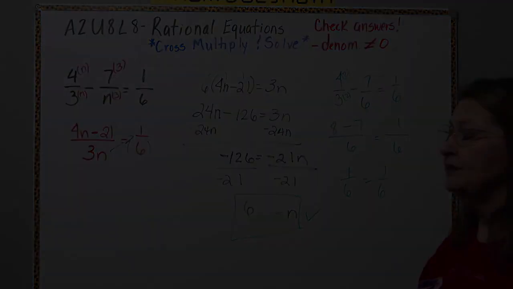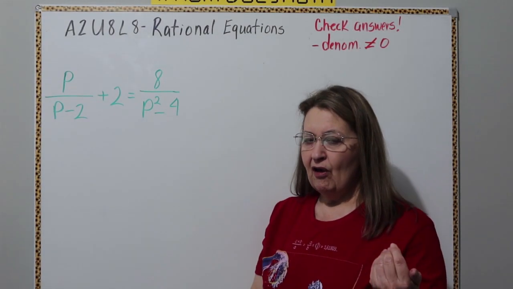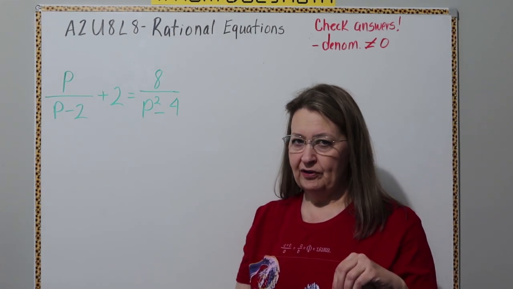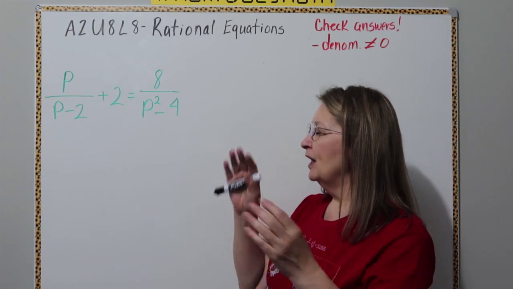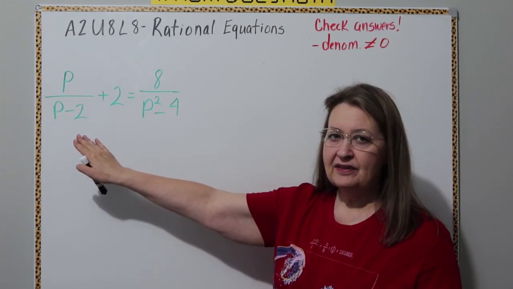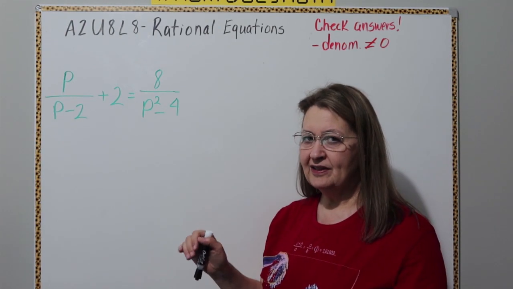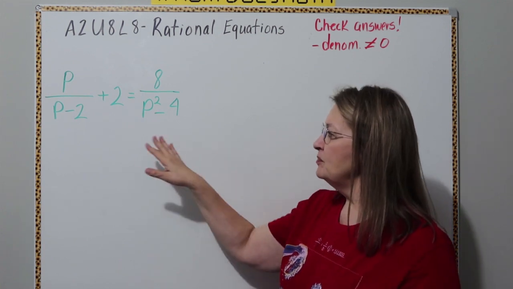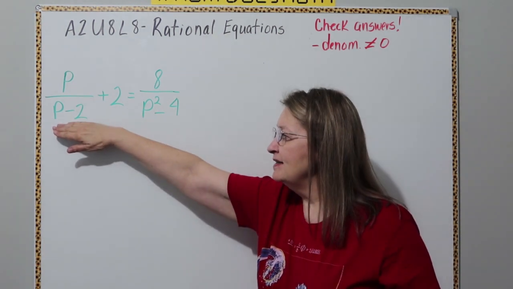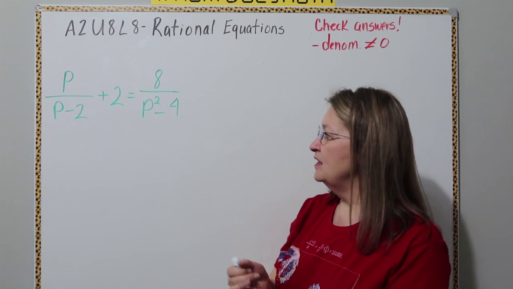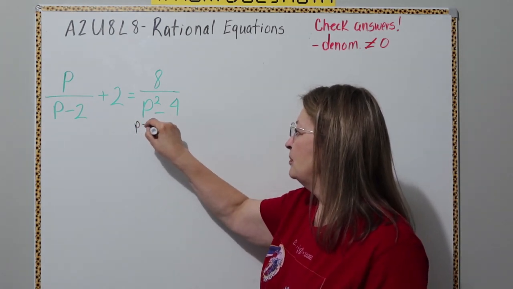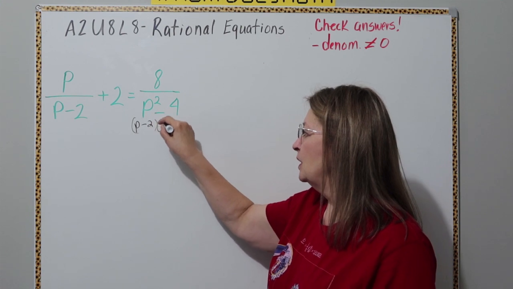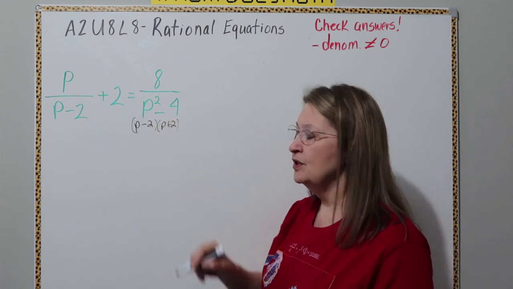So let's look at another one. And sometimes a problem comes along that makes you do what you said you weren't going to do. And this is one of them. Normally, my go-to is to combine this side into one fraction and then cross multiply and solve. But it catches my eye that this is actually a factor of this. p squared minus 4 factors into p minus 2, p plus 2. It's a difference of two squares.